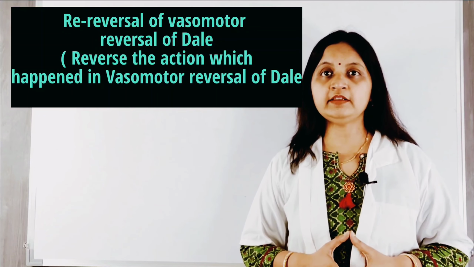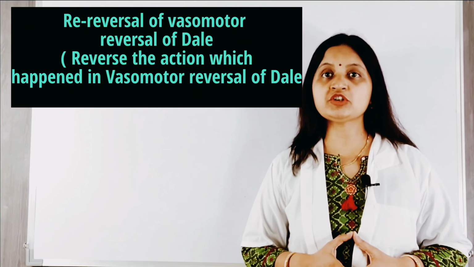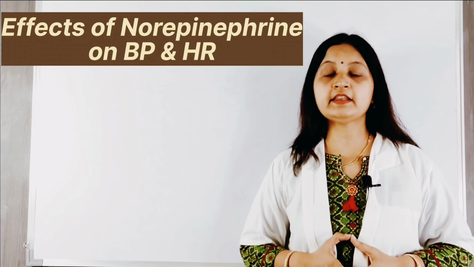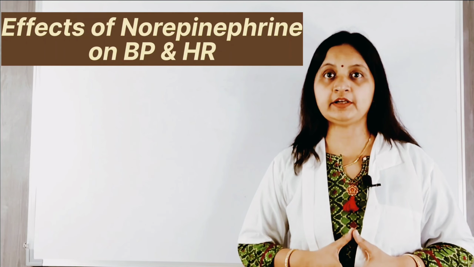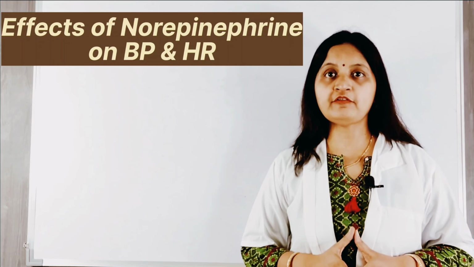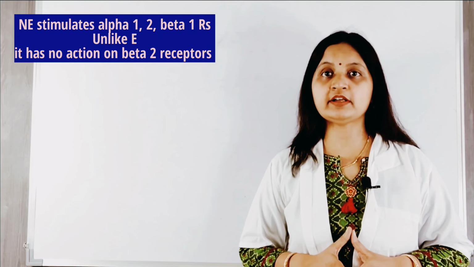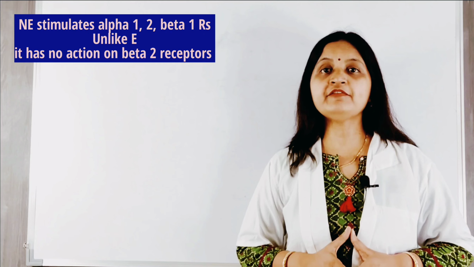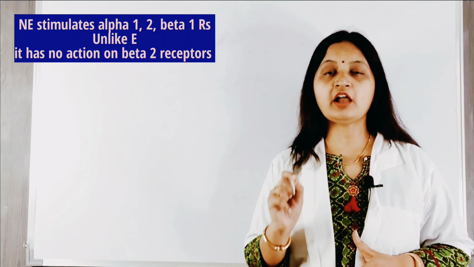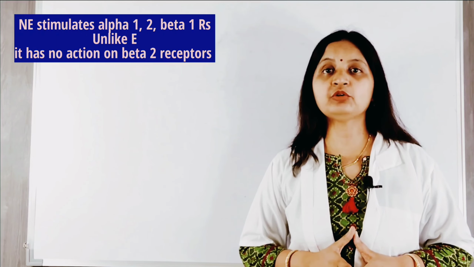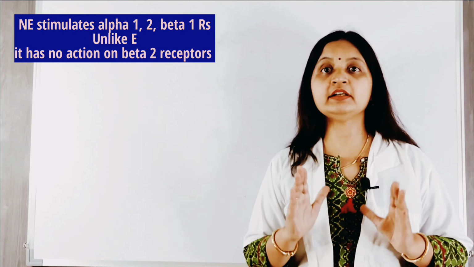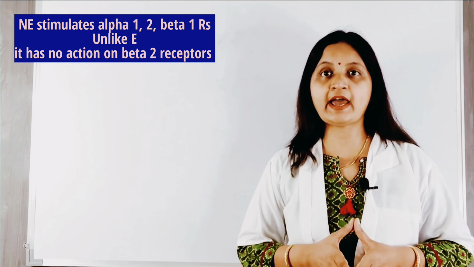So now that we have learned the effects of epinephrine on blood pressure and heart rate, let's study the effects of norepinephrine on blood pressure and heart rate. Let's start with the action of norepinephrine on various adrenergic receptors. Norepinephrine stimulates alpha-1, alpha-2, beta-1 receptors. It lacks beta-2 action. So norepinephrine does not exhibit beta-2 action.